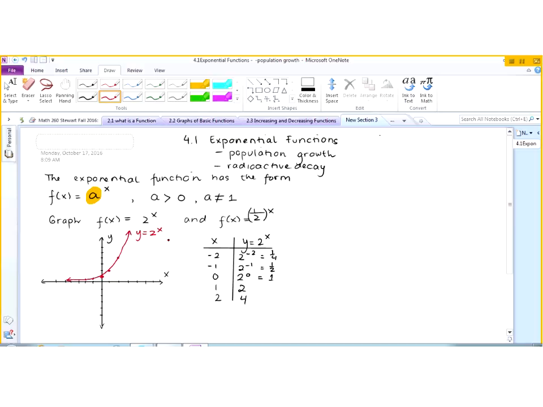Does it have a vertical asymptote? No. Does it have a horizontal asymptote? Yes. Where is the horizontal asymptote? y equals 0. Okay, so we will write that in a little bit after we graph y equals half to the x.